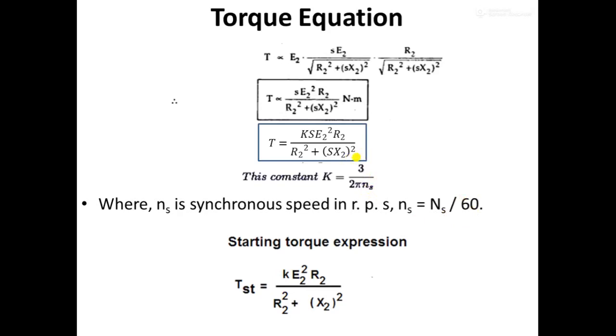In order to obtain the relation for starting torque, that is torque developed at standstill condition, we just have to make the substitution of s as 1. So in this relation, while making the substitution of s as 1, we will be able to obtain the starting torque relation. See, there is one s term in the denominator also. So here also you have to put s as 1. Wherever s is there, you have to make that value of s as 1. Then you will be able to obtain the starting torque as K E2 square R2 divided by R2 square plus X2 square.